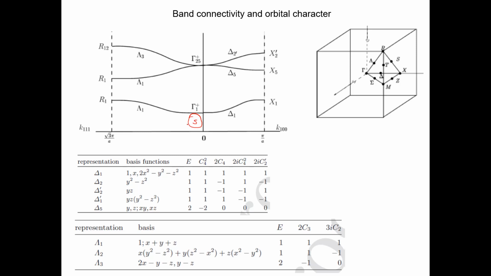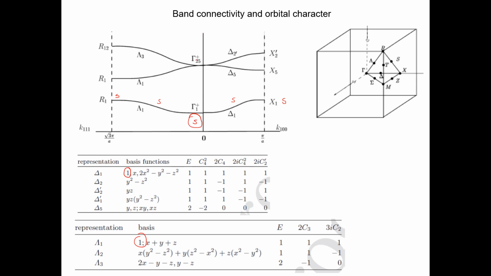And the compatibility tells us that gamma 1 plus goes into delta 1, and you can see that from the basis functions here. The number 1 here, the constant, is here. So this is also S. And X1, I forgot to list here the character table for the X point, but this must also be S. And the same for lambda 1. If you go along the 1, 1, 1 direction, you see the basis function 1 is right here at the gamma 1 representation. So this band is S character for the whole Brillouin zone.